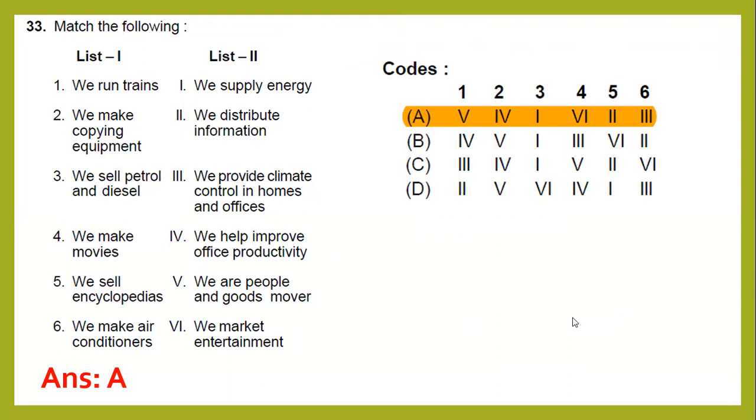33rd question, match the following. List 1 versus list 2. The correct option is A. For 1, it is 5. We run trains. We are people and goods mover. Next, second one, we make copy equipment. We help improve office productivity. We sell petrol and diesel. We supply energy. We make movies. We make entertainment market. And fifth one, we sell encyclopedias. We distribute information. We make air conditioners. We provide climate control in homes and offices. So therefore, the correct option is A.